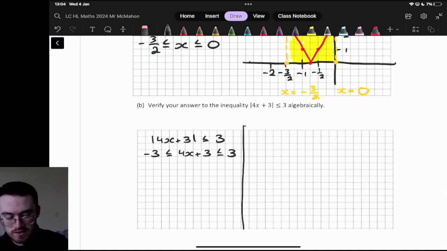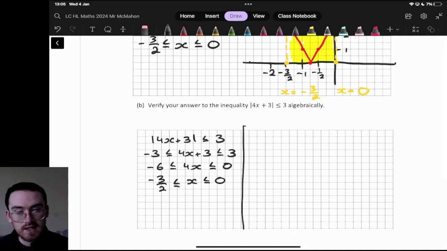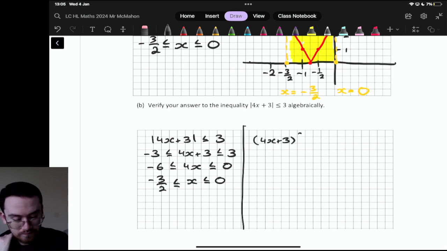So we can solve this one. Minus 6 is less than or equal to 4x is less than or equal to 0, and dividing across by that 4, which is allowed no problem because it's not a minus sign, we get the same inequality that we had already. The other way that we can do it, that we've done before, was to square both sides.